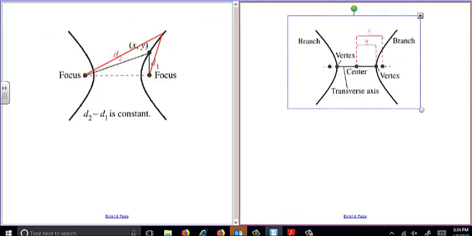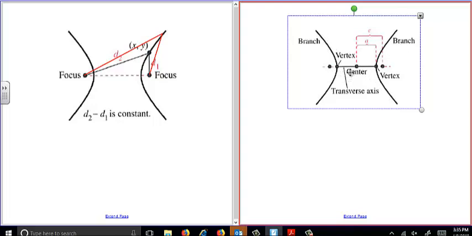Now here's some terminology. You have this transverse axis, and it's kind of like the major axis in an ellipse. You have the center, which is determined the same way that you found the center of an ellipse from the standard form. These are called branches. You'll have two branches for a hyperbola.